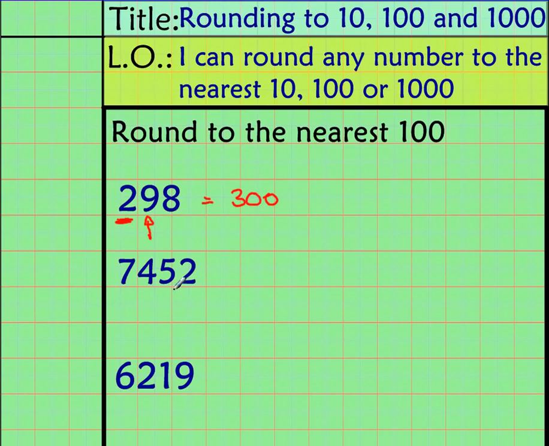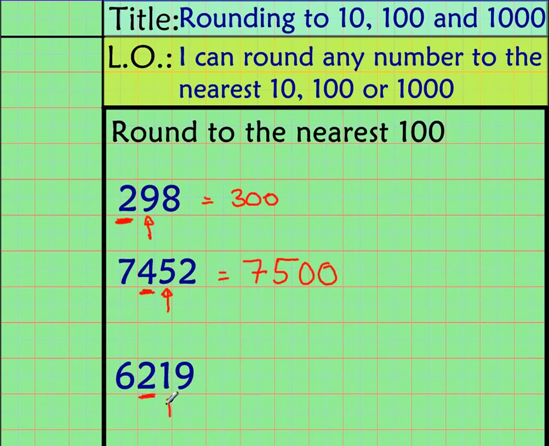Similarly here, round to the nearest 100, units, tens, hundreds. That's my indicator. Yeah, that's right, it's the 5. Now what did we say 5 does? Does that round up or down? Yeah, 5 rounds up. So my 7 didn't get touched. The 4 was rounded up because of my indicator, so my 4 became a 5. And everything else, 0, 0.